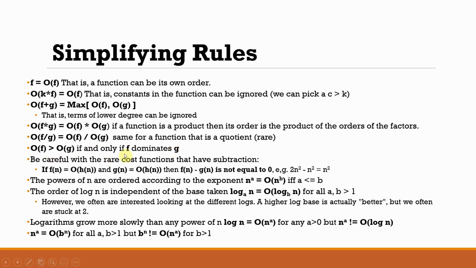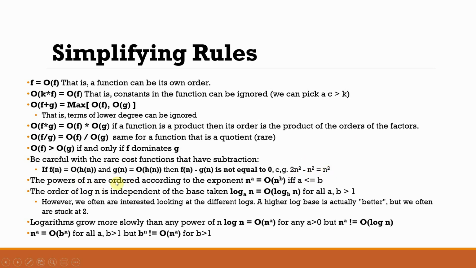If you have subtraction in your cost function, don't assume that f of n minus g of n, if both of them have the same big O notation, is going to be equal to 0. So for example, you see that here f of n is 2n squared, g of n is n squared. Subtract them, it's going to be n squared. It's not going to be 0, right? So this is going to be of big O notation of n squared as well.